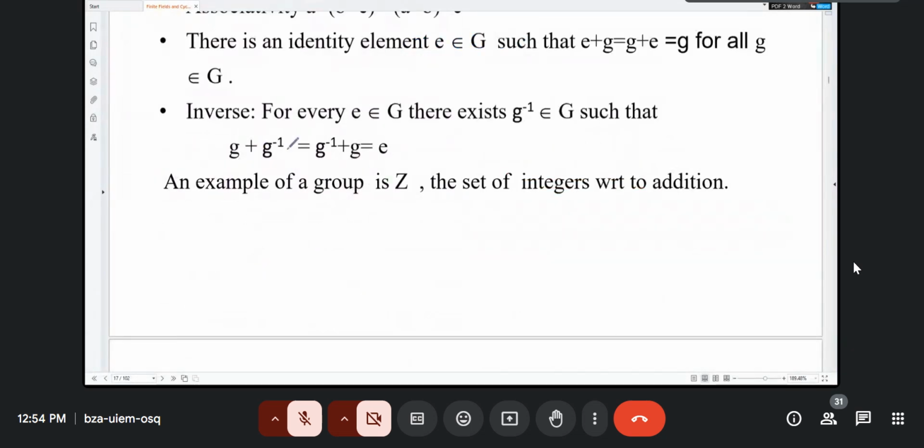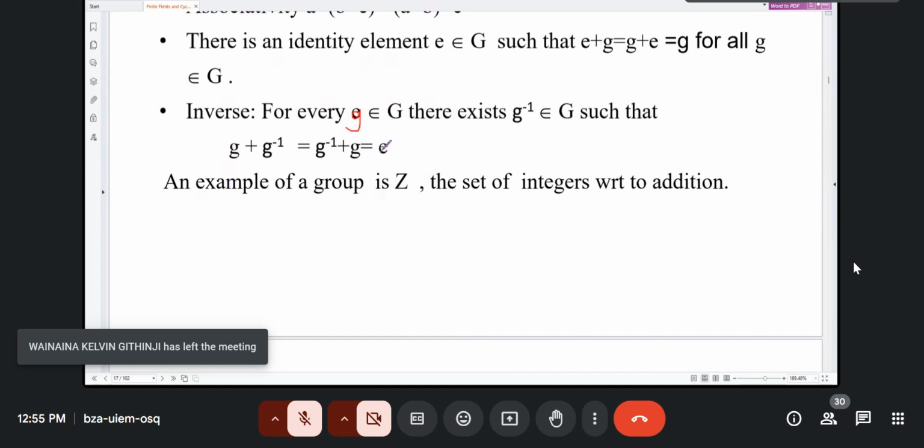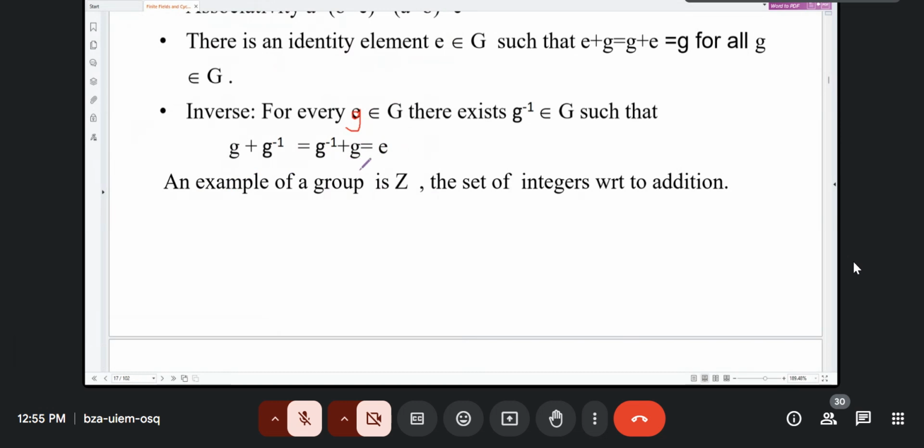Then there's an inverse. For every g belonging to G, there exists g inverse belonging to G, such that g + g inverse is equal to g inverse + g, and is equal to E. So I think this is the identity we are talking about.